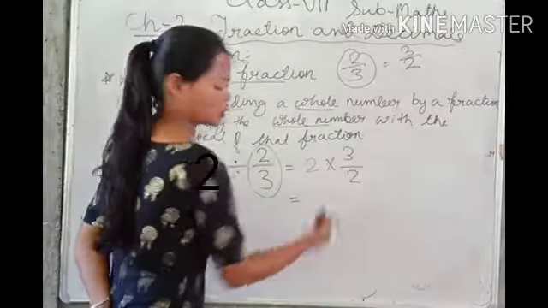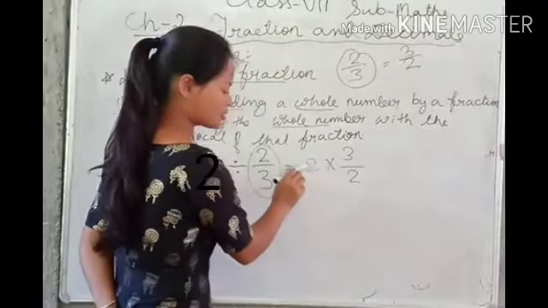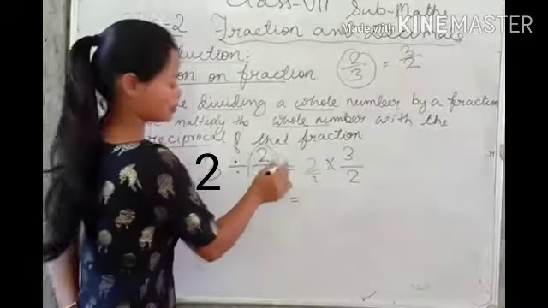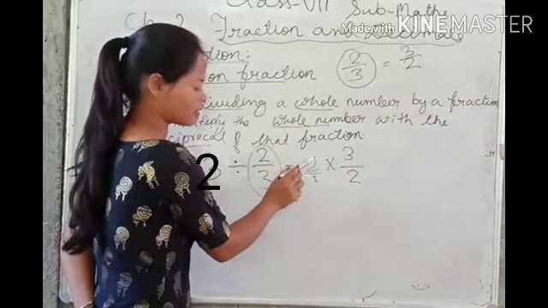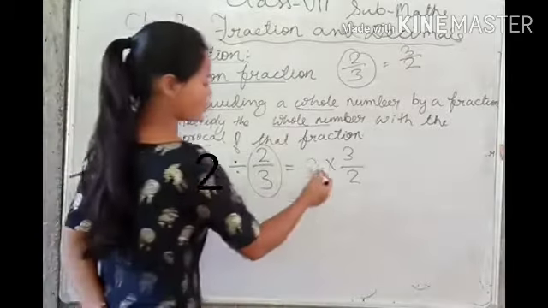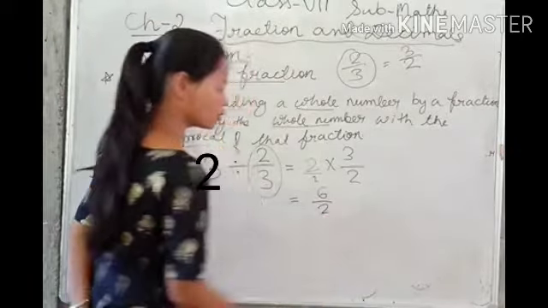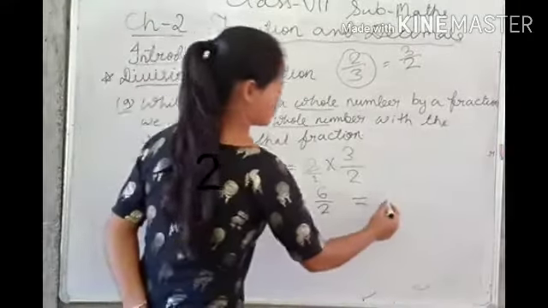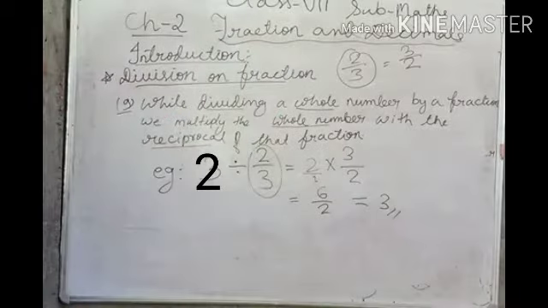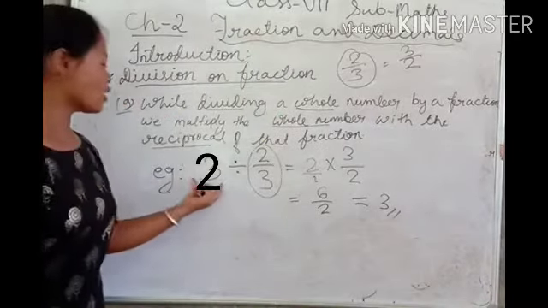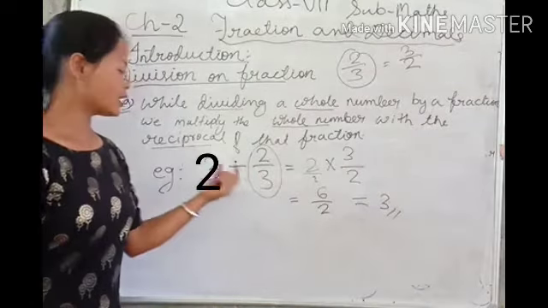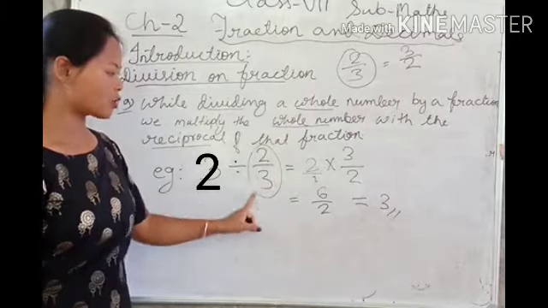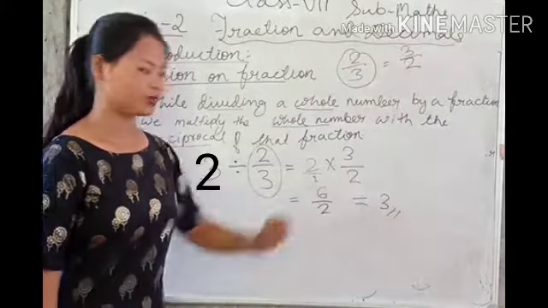Now you multiply. If you think of the whole number as a fraction, the numerator will be 2 and the denominator will be 1, isn't it? So 2 into 3 will be 6 upon 2. And you can divide this easily now; that will be 3. So the answer is 3. When you divide a whole number with a fraction, you multiply that whole number with the reciprocal of the fraction. Reciprocal means reverse, 3 upon 2.